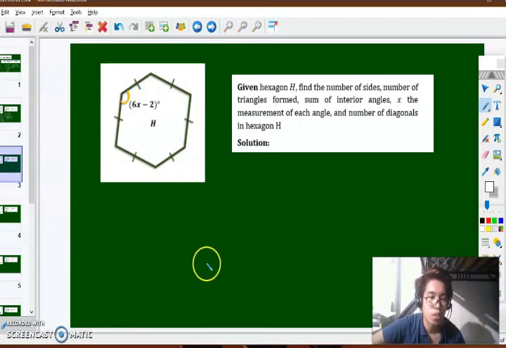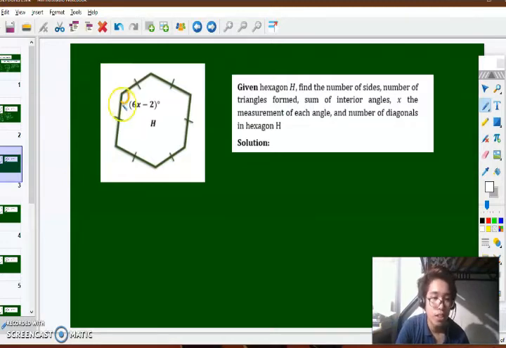This one is getting more difficult. We need to find the value of x. If you look closely, students, this is a hexagon, and you can see marks. If you see this first mark, second mark, third mark, fourth mark, fifth mark, and sixth mark, that means their sides are congruent.